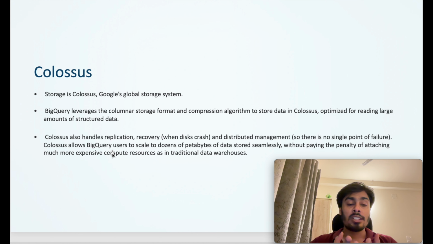Colossus. Storage is Colossus, Google's global storage system. BigQuery leverages the columnar storage format and compression algorithm to store data in Colossus, optimized for reading large amounts of structured data. Colossus also handles replication, recovery when disks crash, and distributed management, so there is no single point of failure. Colossus allows BigQuery users to scale to dozens of petabytes of data stored seamlessly, without paying the penalty of attaching much more expensive compute resources as in traditional data warehouses.